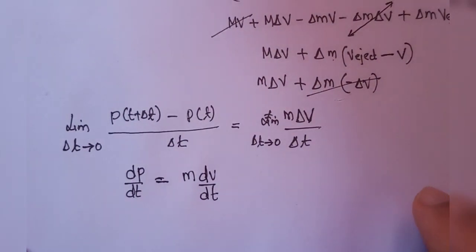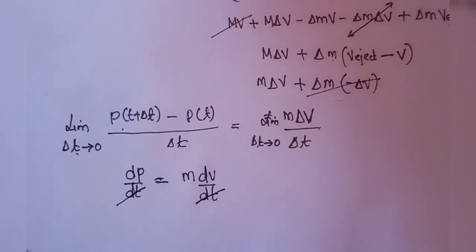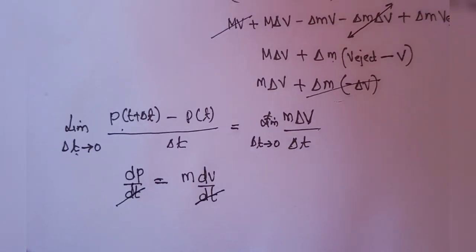Okay, so this transformed to this term. Because we have applied the limit on both sides, I think this is much more clear. Now we just neglect these denominators, because it is happening at the same delta t time interval, dt.